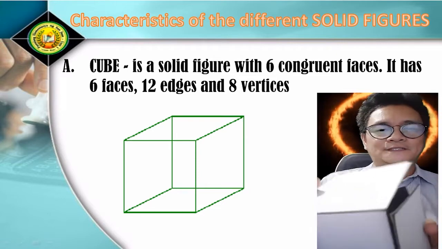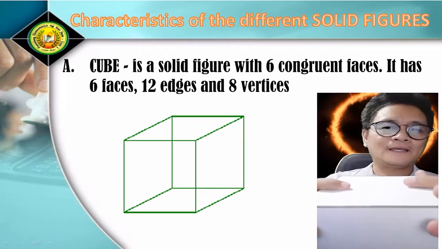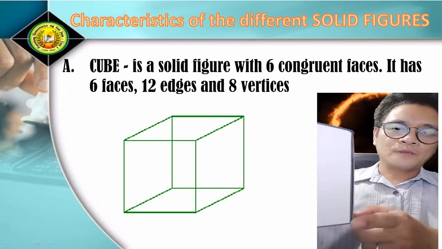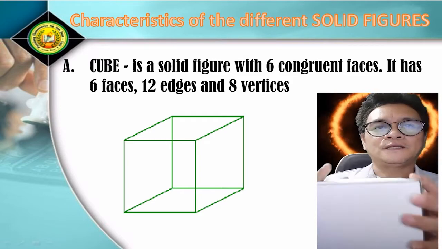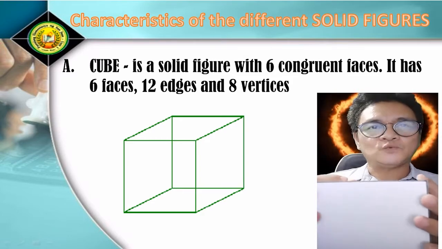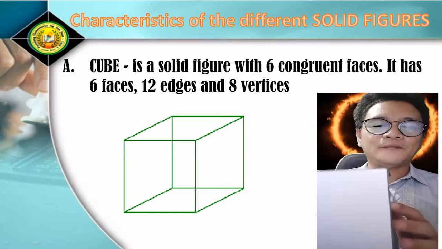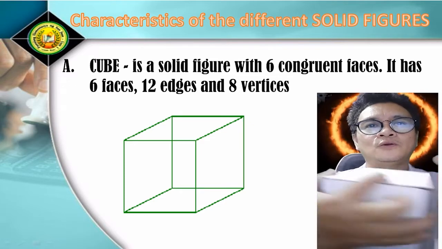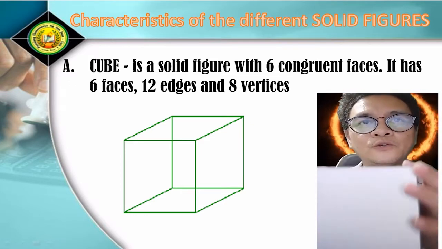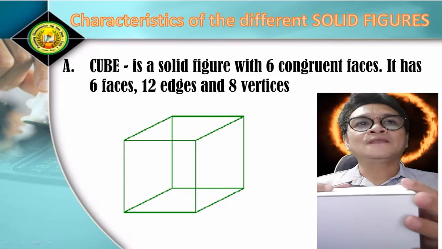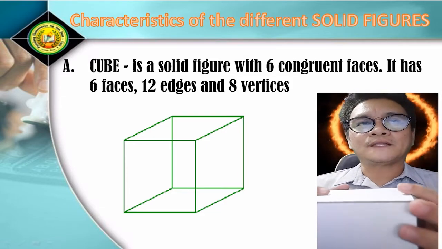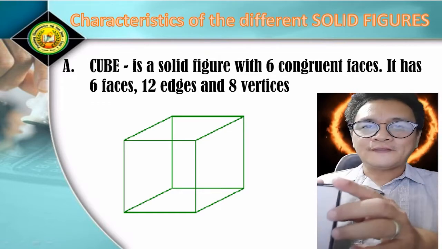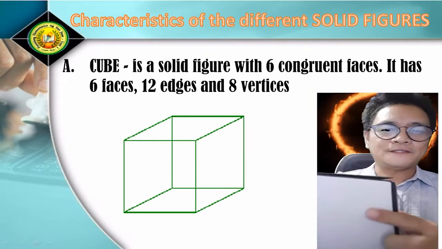12 edges. 12 gilid. So, pag binilang nyo lahat ng gilid nito, ito ay 12 edges. 8 vertices. 8 vertex. So, lahat ng kanto na to, yung matulis, ay 8. Okay? Itong tinuro kong ito ay gagamitin nyo sa lahat ng solid figures na mae-encounter natin. Okay? Edges, vertex or vertices, and then the face.